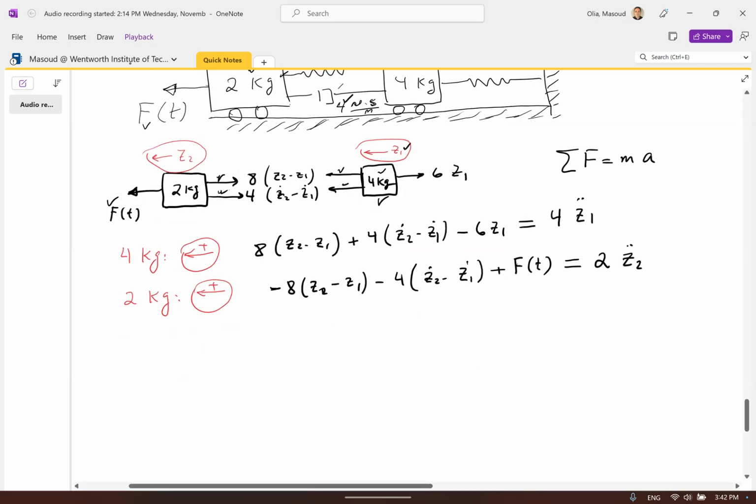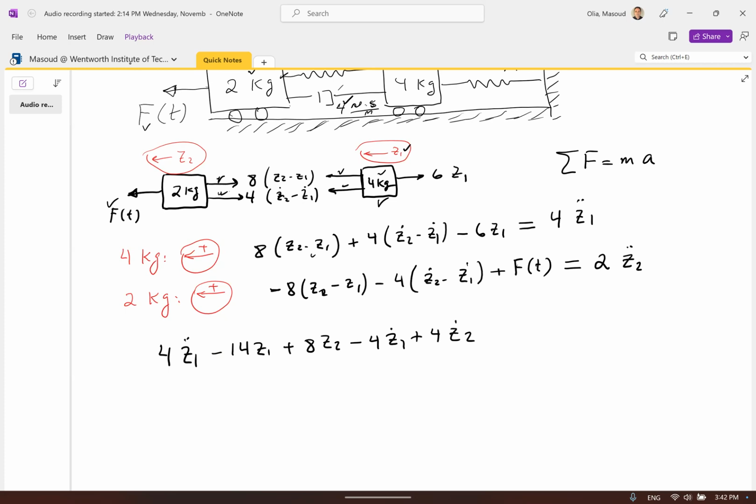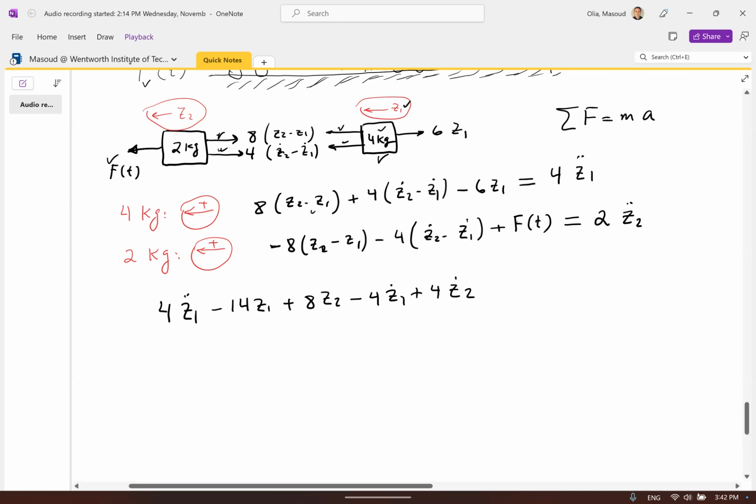All right, so let's clean this up a little bit. I'm going to say 4 Z double dot 1. I'm looking at the first equation. How many Z1 do we have? We have a minus 8 Z1 here, a minus 6, so minus 14 Z1, plus 8 Z2, and then the derivatives: minus 4 Z dot 1 and plus 4 Z dot 2. And in a minute, I'm going to normalize this, and I'll tell you what normalization is.